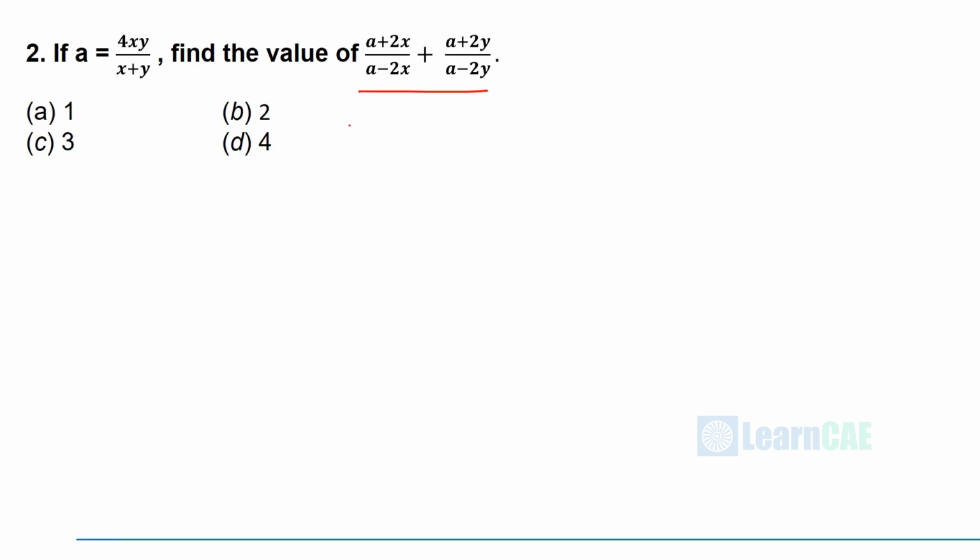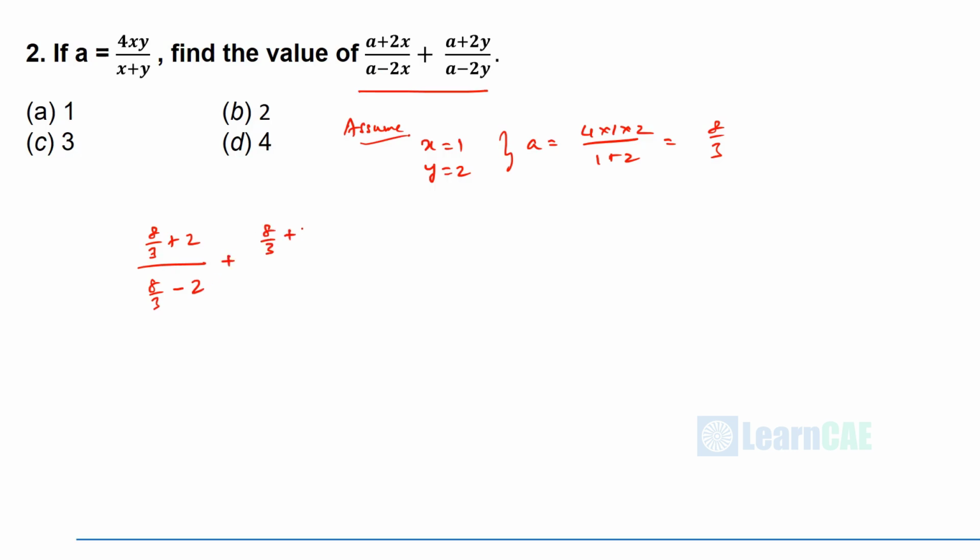So for this case, let us assume x is equal to some value and y is equal to some value. x is equal to 1, y is equal to 2. Nothing is stopping us from assuming this. Therefore, a is equal to 4 into 1 into 2 divided by 1 plus 2. This is equal to 8 by 3. Now let us substitute the numerical values into this expression and find out the output. Therefore, a plus 2x is 8 by 3 plus 2, divided by a minus 2x, that is 8 by 3 minus 2, plus 8 by 3 plus 2 into 2, which is 4, divided by 8 by 3 minus 2 into 2, which is 4.